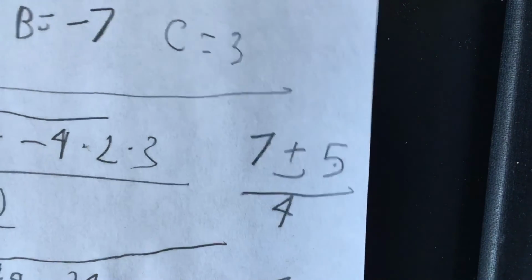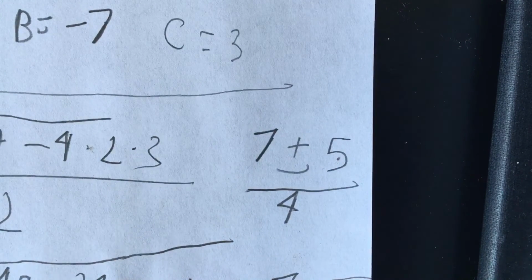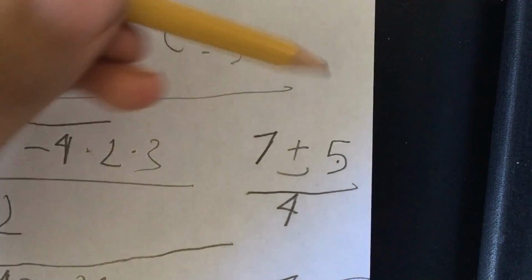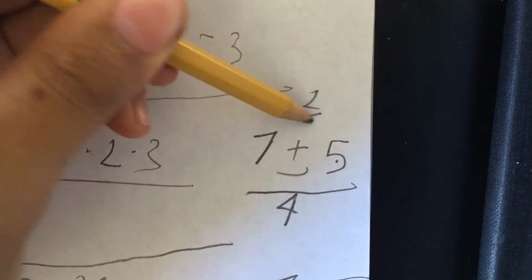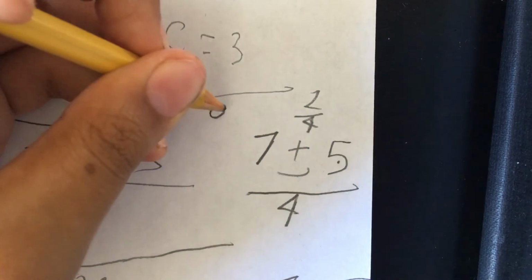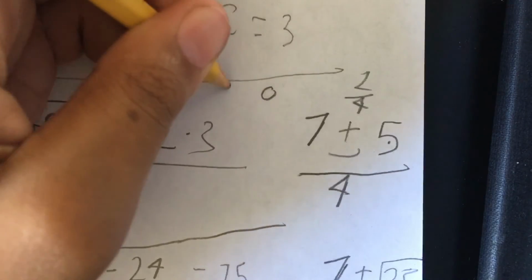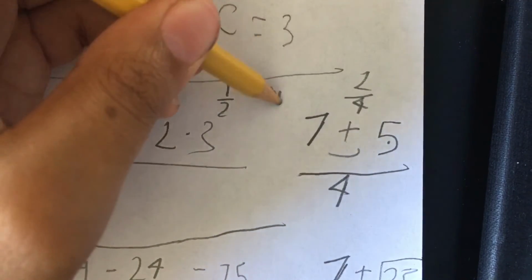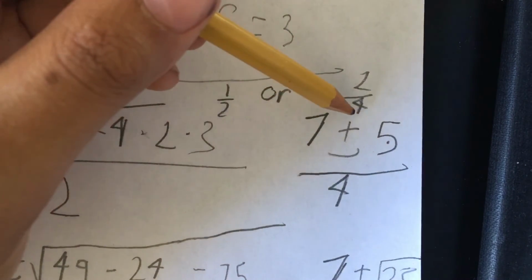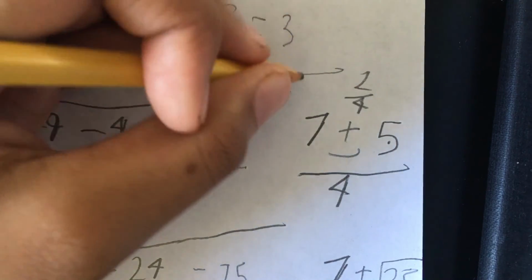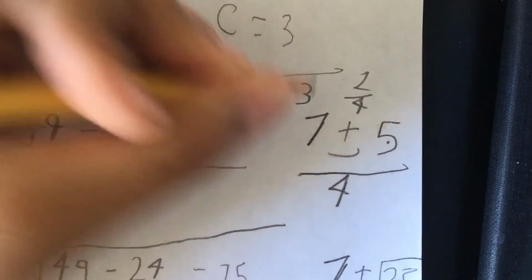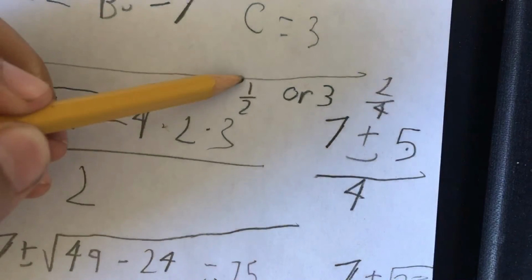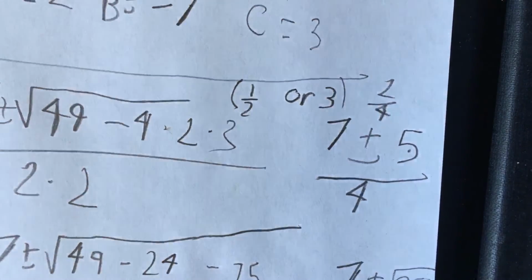So now we get to the easy part. So 7 minus 5 is going to equal 2. So 2 over 4, that equals 1/2. Or if we add 5, we can get 12. So 12 over 4 is going to be 3. So our answer is going to be 1/2 or 3.